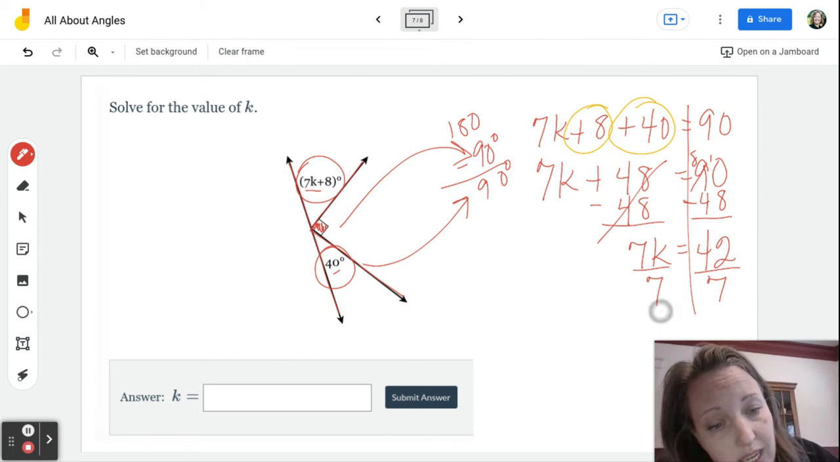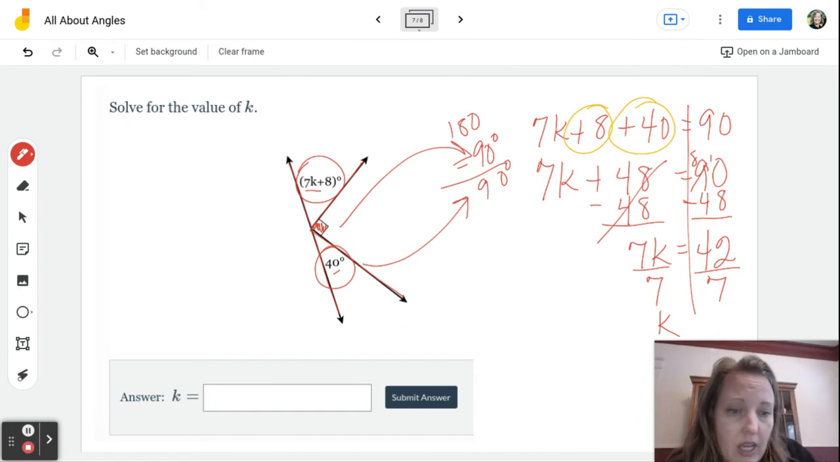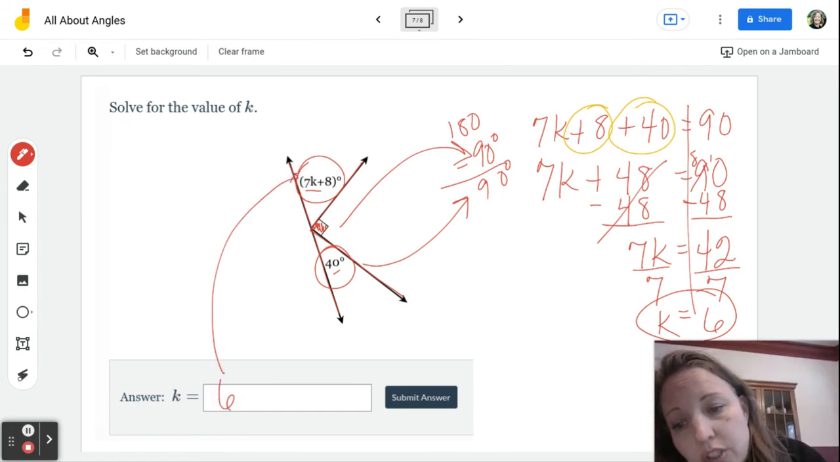1 times k is k because of the multiplicative identity property. So k is equal to 6. It's not 6 degrees, it's just 6. So let's check it out.